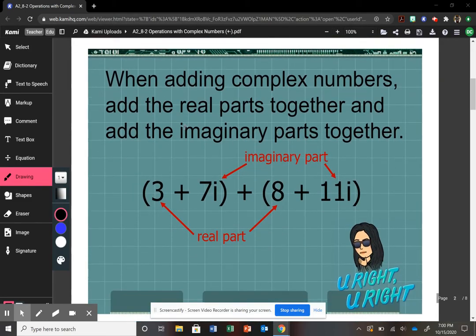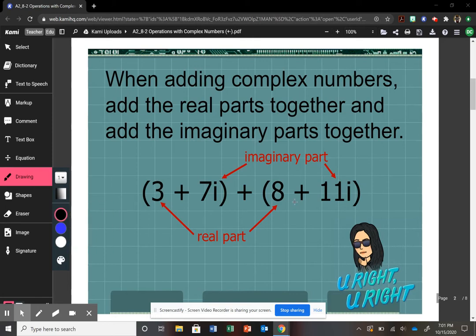Okay, so when adding complex numbers, we add the real parts together and we add the imaginary parts together. So, here we have the real part, which is the real numbers 3 and 8. And then we add the imaginary parts together. So it's just like combining like terms. Here we have 7i and 11i, and we're going to combine those. So let's try that one out.